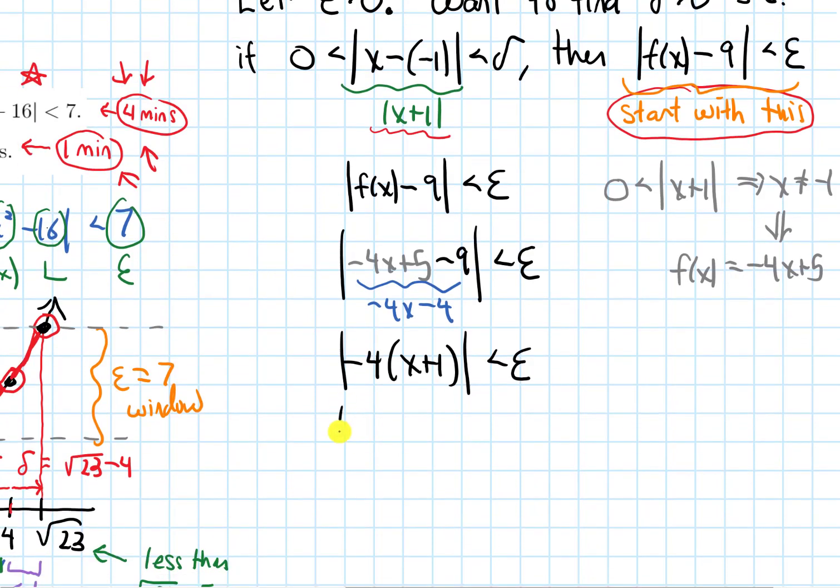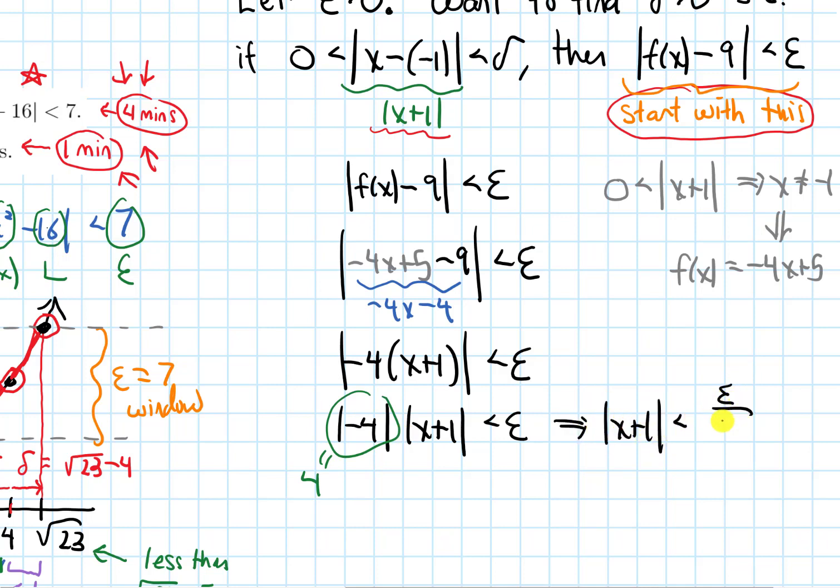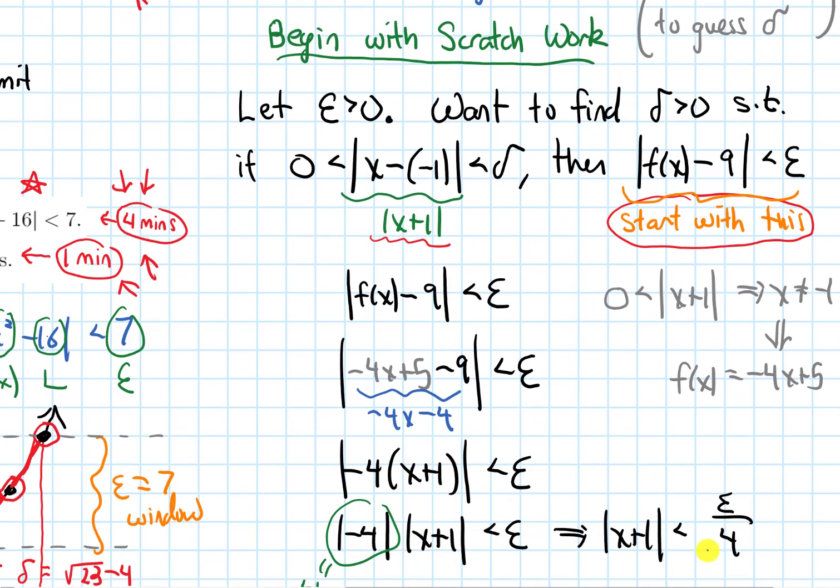Now let's split this up into the absolute value of negative 4 times absolute value of x plus 1 is less than epsilon. I know the absolute value of negative 4 equals 4. So let's divide that, and we'll get absolute value of x plus 1 is less than epsilon over 4. And now this matches the first part with delta. Absolute value of x plus 1 is less than some stuff. This is the stuff. I'm going to let this be our delta.